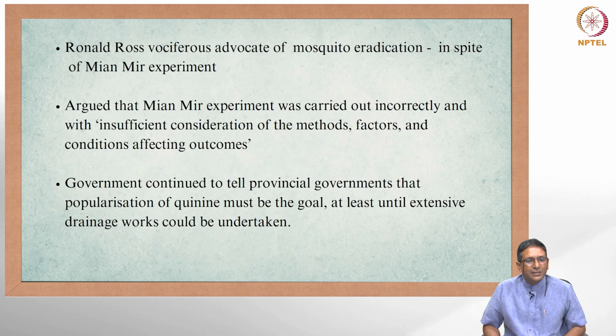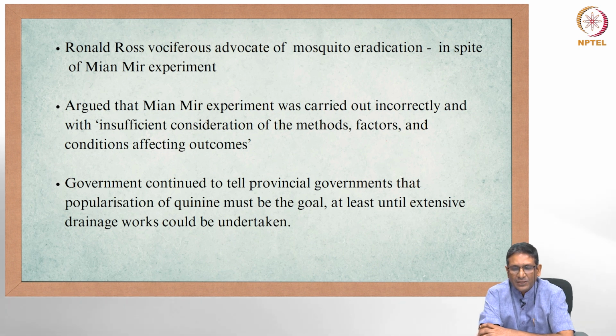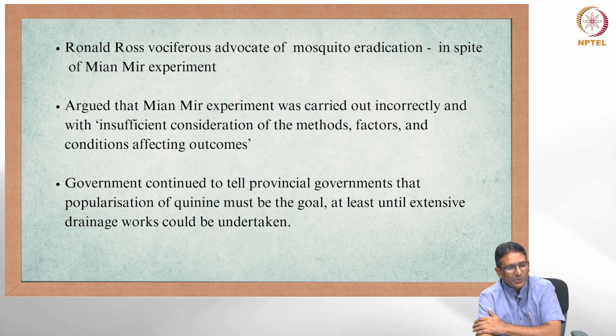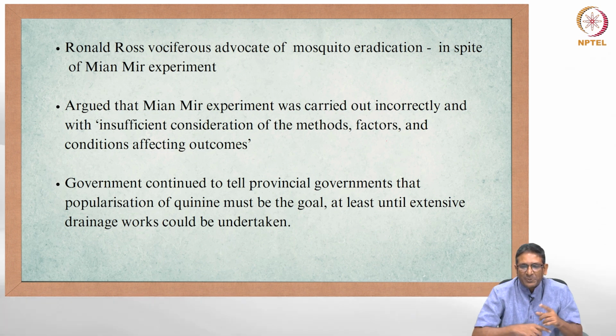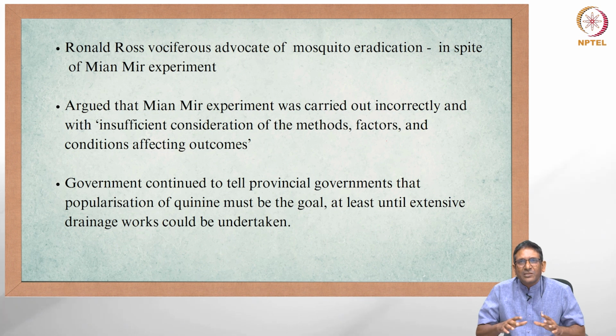But people like Ronald Ross, who was a vociferous advocate of mosquito eradication, continued advocating that in spite of the failure. His argument was that of course it was a failure, but that failure was not because of the intent, but because of the way it was carried out. There were some procedural flaws which had to be corrected. There wasn't sufficient attention given to the methods, factors, and conditions affecting the outcome. These have to be addressed, and the baby should not be thrown out with the bath water.